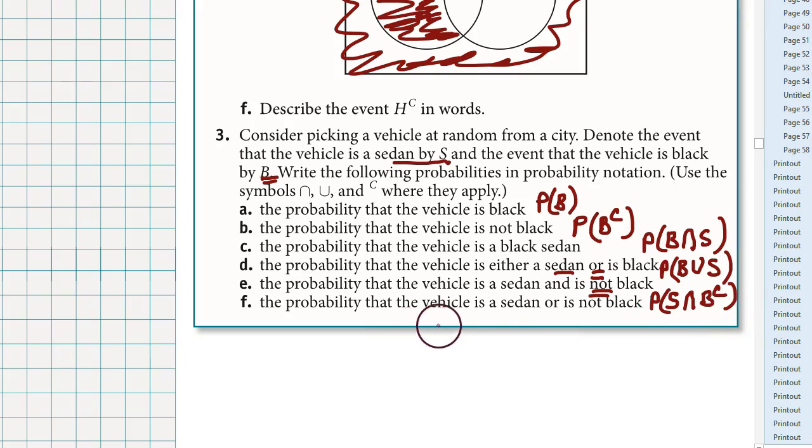Finally, F, what's the probability the vehicle is a sedan or is not black? I'll pause the video for you to try that. You would write P for probability, S for sedan, the union symbol to be the word or, and then for not black, you'd say B with that little C in the corner to mean the complement of being black. The point of all of this is that once you learn these symbols, it makes it a lot quicker to write out different criteria that you'd be finding the probability of.